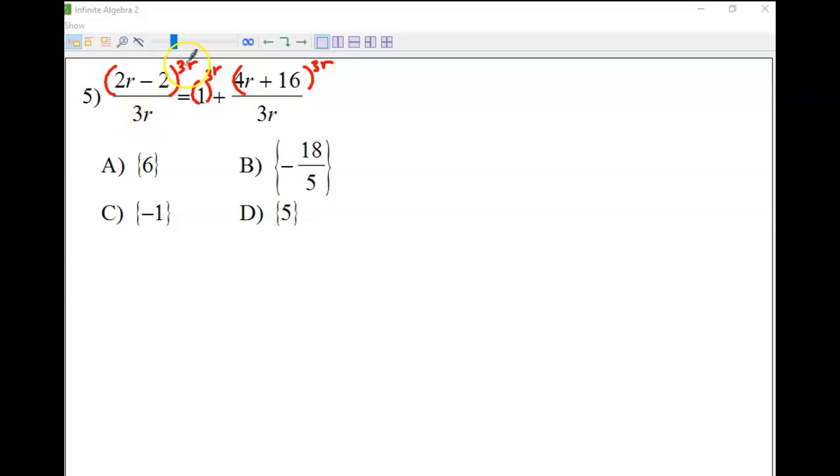Now in the cases here, the 3r's cancel here and here, but here nothing cancels with this 3r, so you're actually going to go ahead and do 3r times 1. So let's see what we have as a result. 2r minus 2 stays just as it is without the 3r's anymore. 1 times 3r leaves me with 3r plus 3r's canceled here, leaving me with 4r plus 16. And now we're ready to go ahead and just solve it.